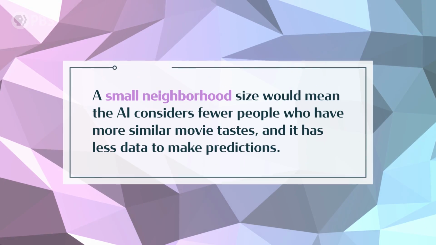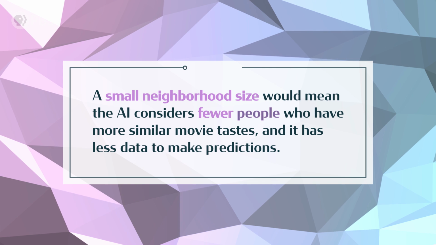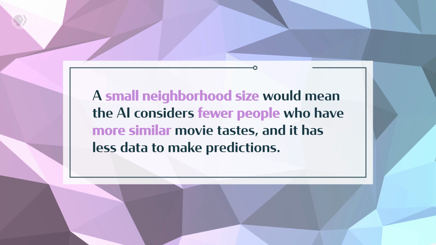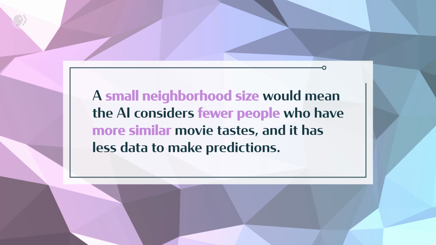There isn't really a best minimum and maximum neighborhood size. It really depends on what I want this AI to recommend. Different parameters have different pros and cons. A small neighborhood size would mean the AI considers fewer people who have more similar movie taste, and it has less data to make predictions. So I'm more likely to run into the Bill Hicks revelation situation from earlier, which is when recommendations of surprising or obscure movies was based on what a few people like.